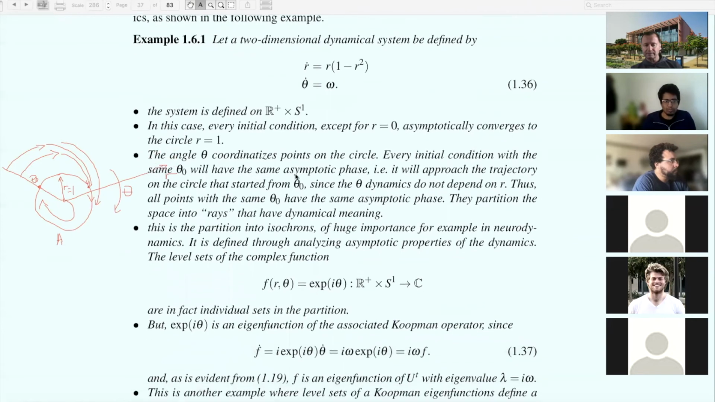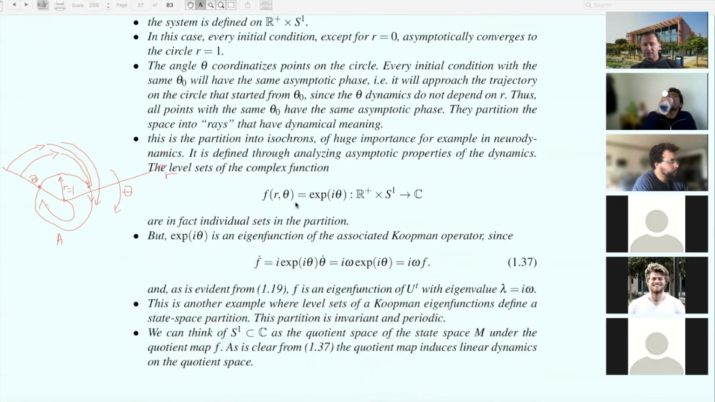And so consider the time evolution of this function f. So let's take the time derivative. We obtain I e to the I theta, theta dot, and theta dot is omega. So then f dot is I omega e to the I theta. E to the I theta is f. So I get f dot is I omega f. So this function, this complex function, is an eigenfunction.